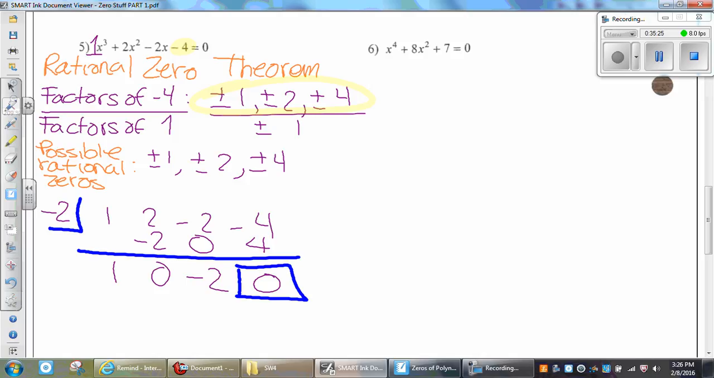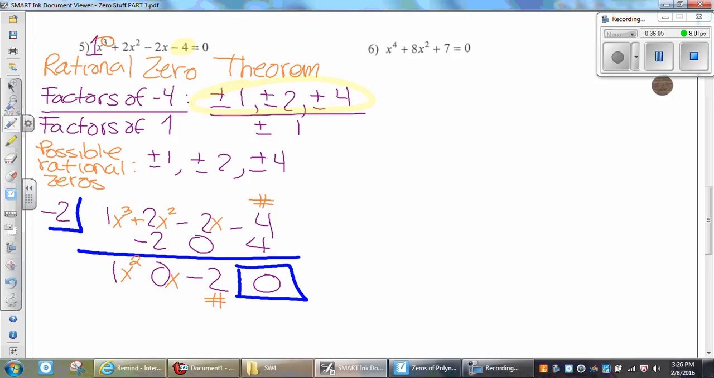Okay. Now, let's retrace our steps. What was the degree of the original polynomial? The highest exponent is 3. So we started here with x cubed. This was the x squared. This was the x. And the negative 4 is just a constant term, right? Since we divided by something of degree 1, the resulting coefficients will represent x squared. That will be 0x. And the negative 2 is a constant. There you go.